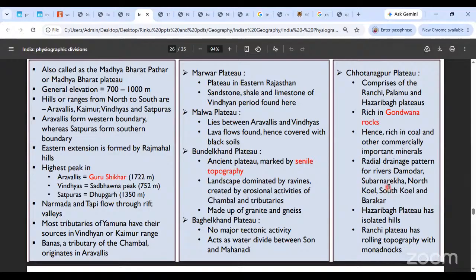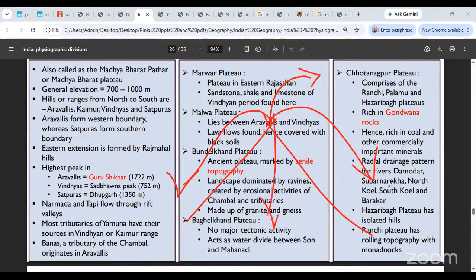This has a radial drainage pattern. Radial drainage pattern माने ना, you say suppose there is a mountain or a hill or a peak or some sort. If all rivers come down from here, in a pattern like this, you understand what is happening?